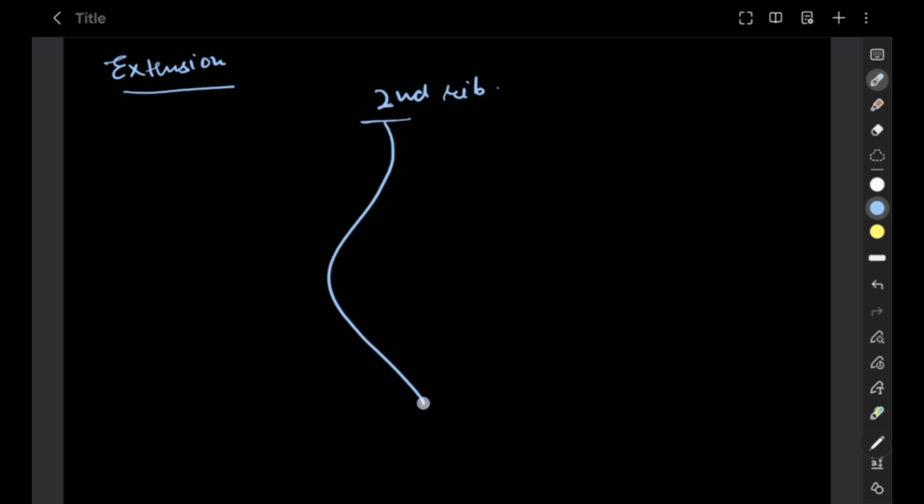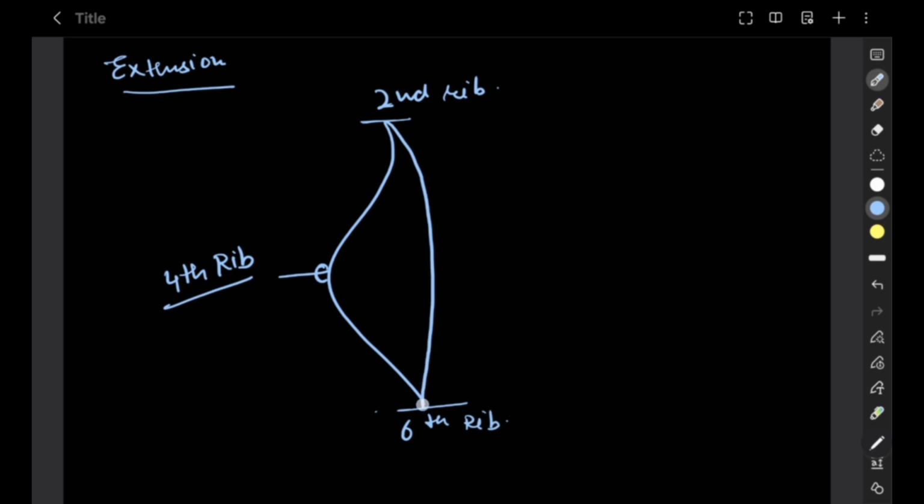Now we are going to see the diagram of breast. We can call it the extension of breast. If we talk about the extension, it starts from the second rib to the sixth rib. This is our sixth rib. And in breast we have a nipple that lies at the fourth rib. Fine. So it is the part where breast lies. Here breast rests.